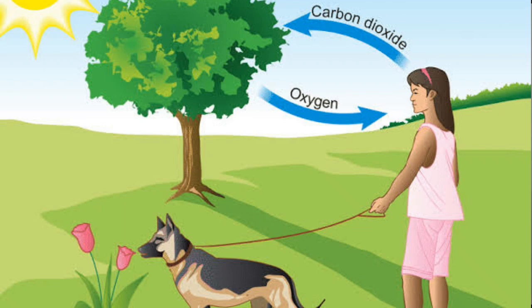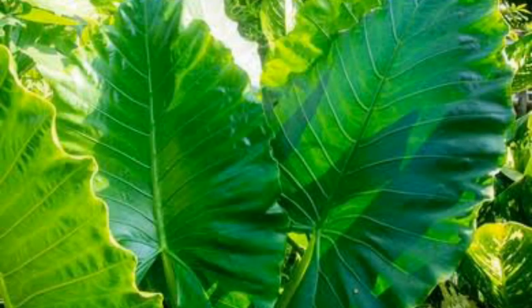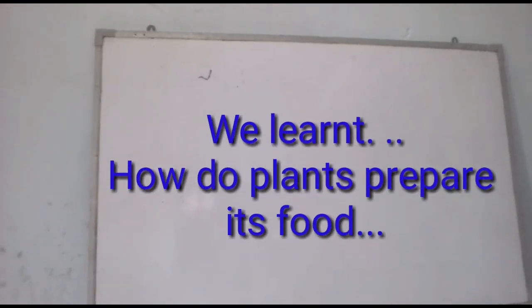Second, all living things including plants breathe to stay alive. Stomata on a leaf help the plant to breathe. Stomata take in carbon dioxide for photosynthesis. Third, most leaves have a wide surface which helps them to absorb a large amount of sunlight for photosynthesis. Fourth, leaves also help in reproduction in some plants. In this way, in the video we have learned how plants prepare their food.